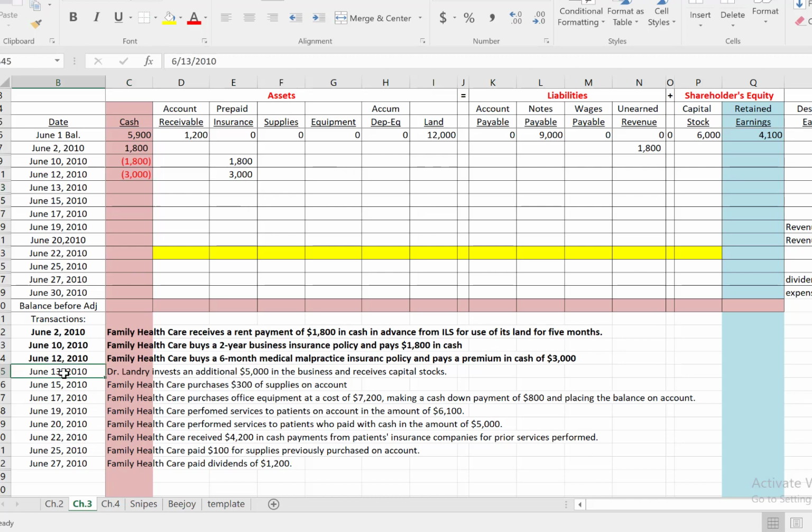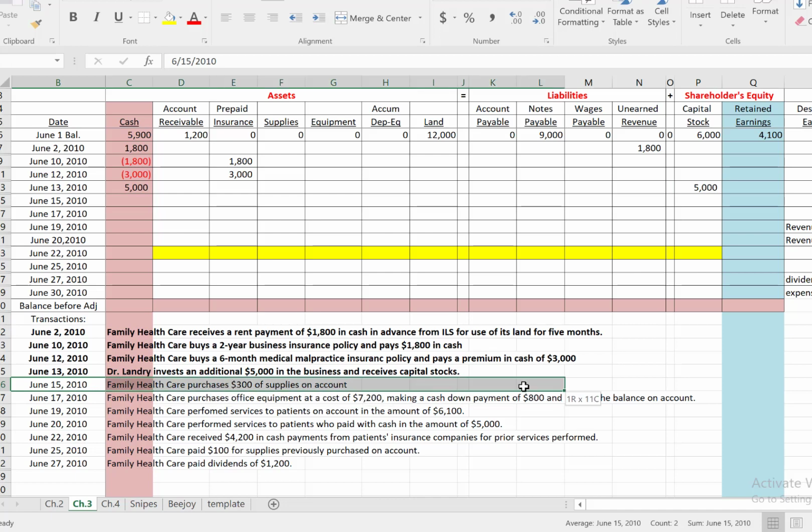Let's look at the June 13th transaction. So June 13th transaction is as follows. Dr. Landry, you notice it's not family healthcare, but actually Dr. Landry invests an additional $5,000 in the business and receives capital stock. So the company, the business of family healthcare, receives $5,000 in cash from Dr. Landry. And what do they give in return? Well, they give in return common stock. So this is $5,000 in terms of common stock. Let's look at the next transaction.